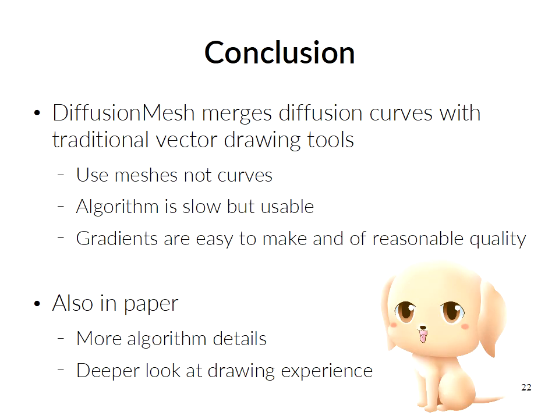And that's DiffusionMesh. As you can see, DiffusionMesh successfully merges diffusion curves with traditional vector graphics tools. It's able to do this by using meshes as the underlying graphics primitive and not curves. The algorithm for DiffusionMesh is slow, but it's still possible to create a usable interactive artist tool using the algorithm. DiffusionMesh's gradients are easy to make and of reasonable quality. If you're interested, you can take a look at the DiffusionMesh paper, which contains more details about the algorithm and takes a deeper look at the experience of creating drawings with DiffusionMesh.